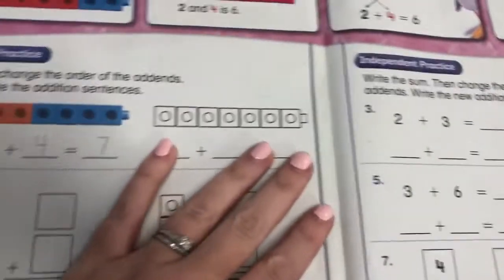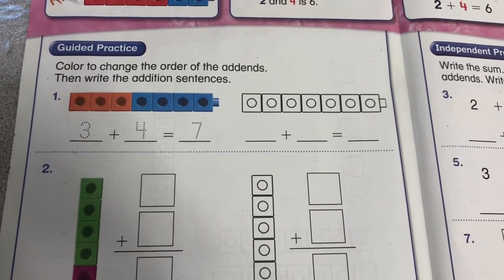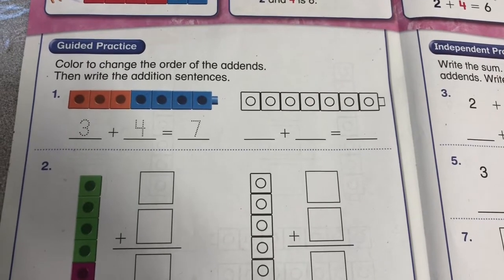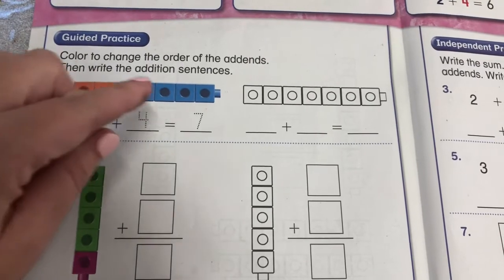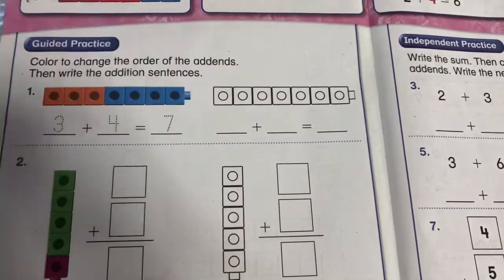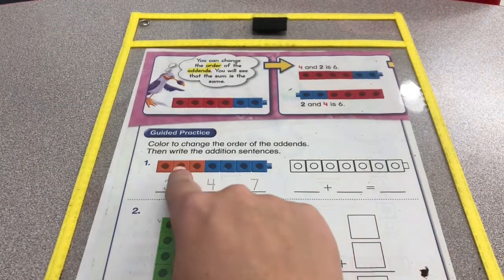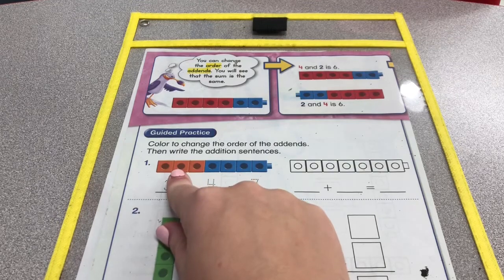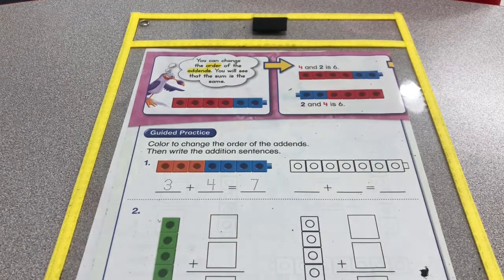All right, so let's come down and look at the guided practice. It says color to change the order of the add-ins, and then write the addition sentence. So you're going to get out orange and blue, and you're going to draw blue first and then orange. I'll do the same right now. All right, let me think about this. We have 3 orange and we have 4 blue. So now what we need to do is we need to swap it, and we need to have blue come first. And there's 4 of them.